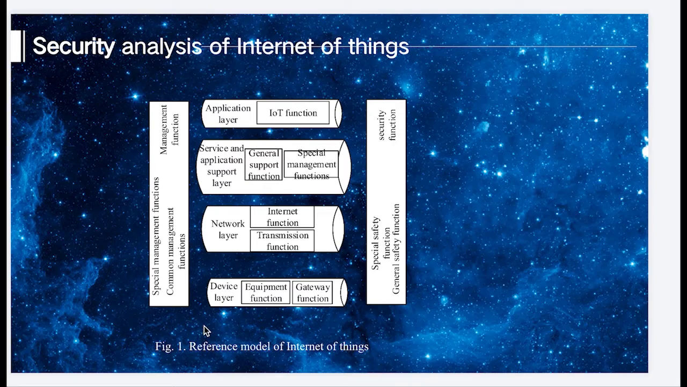Reference model of the Internet of Things. Device layer: equipment function, gateway function. Network layer: networking function, transmission function. Service and application support layer: general support function, specific support function. Application layer: IoT application function. Management function: device management, specific management function, command management function. Security function: specific security function, general security function.